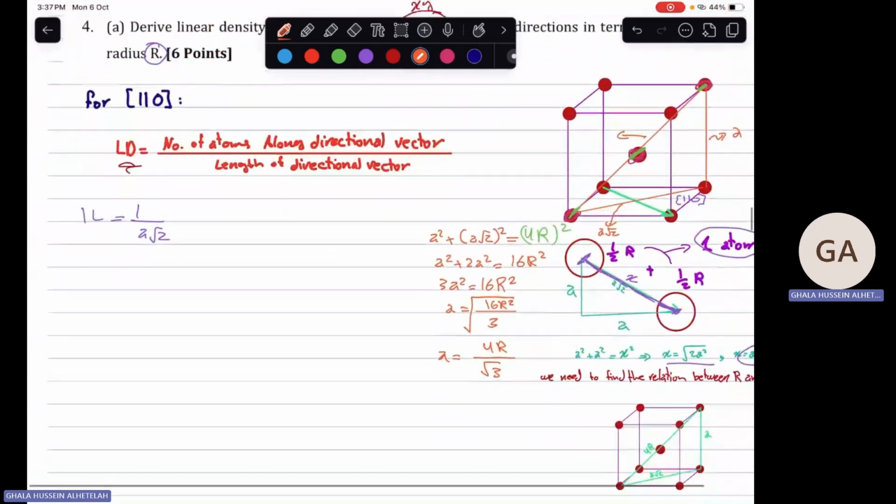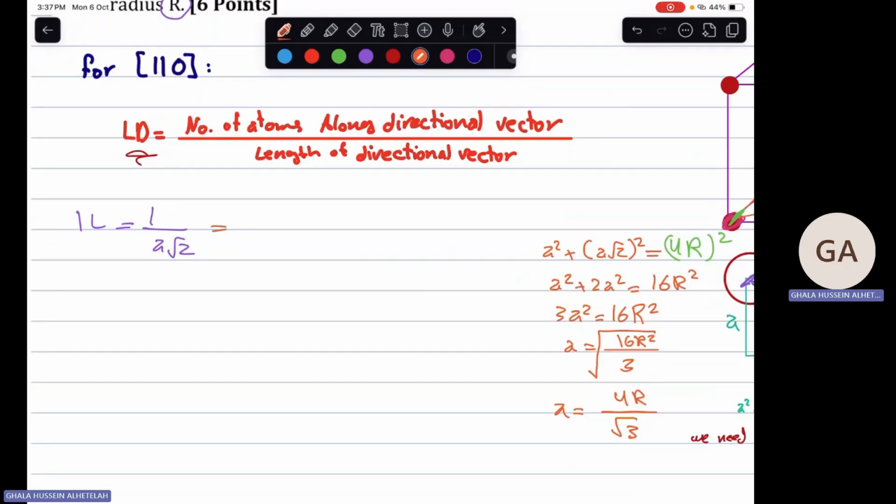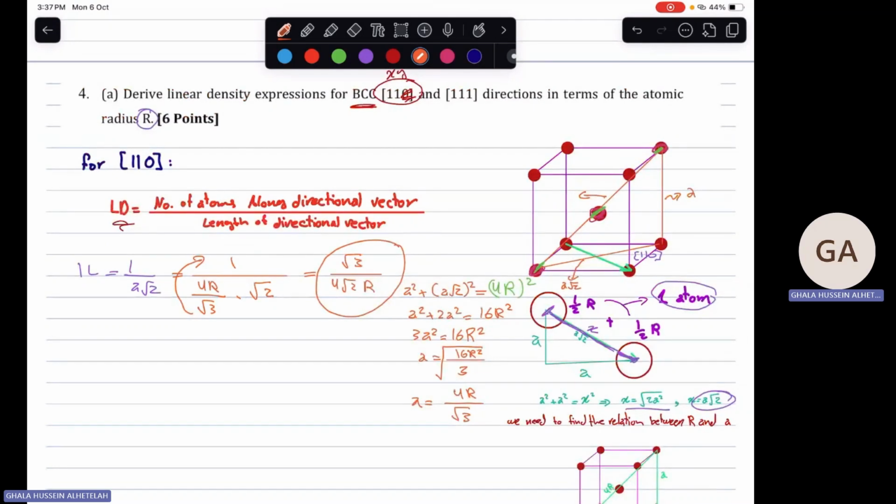Okay, just plug it in here. We have one atom over a, which is 4r over square root of 3, multiplied by the square root of 2, which we can move above. We have square root of 3 over 4 square root of 2 r. Okay, this is what represents the linear density of this directional vector.